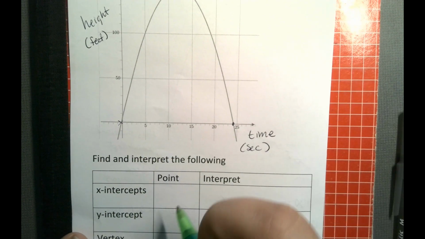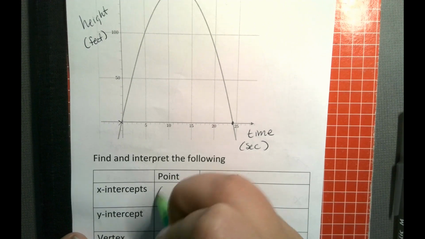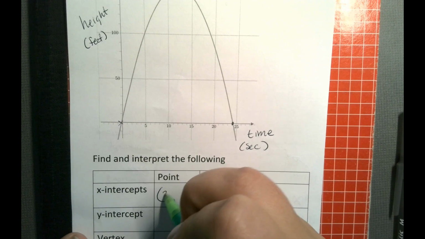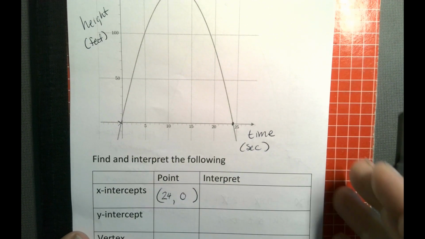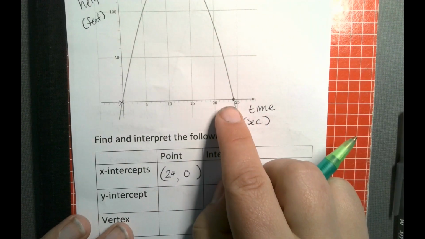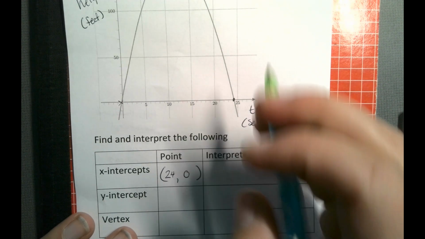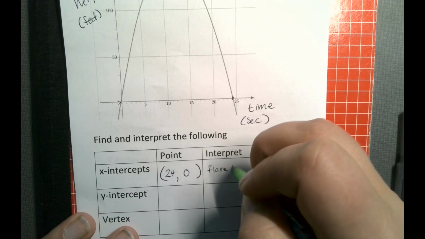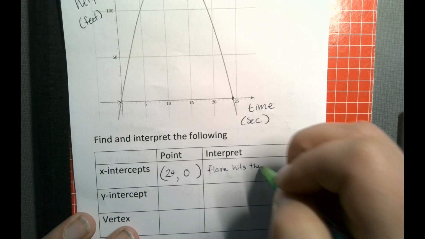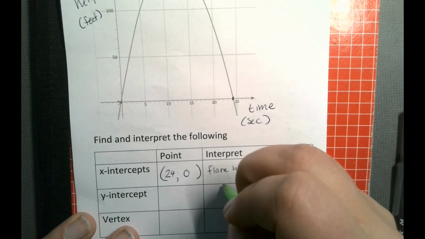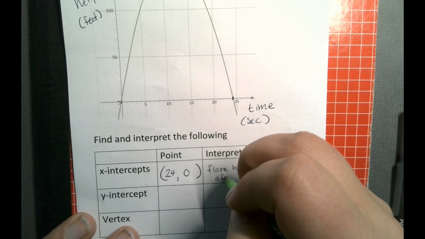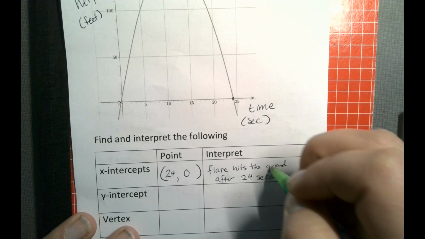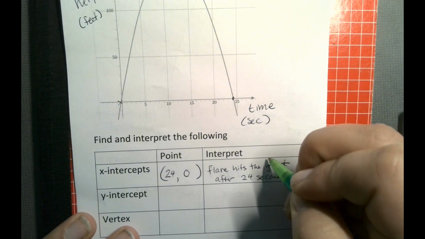24. Okay, is 24 my first or my second number in my point? Second. X, then Y, right? Oh, first. Okay, and then what does that mean? It took 24 seconds for what? The ball hit the ground. Okay, I mean the flare. The flare hits the ground after 24 seconds. My ground looks terrible, so I'm going to write it again.